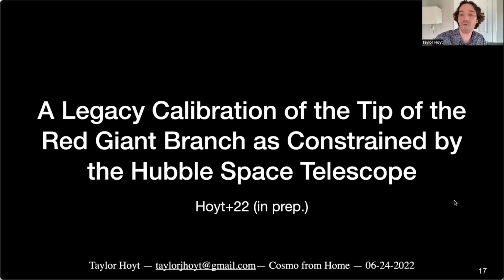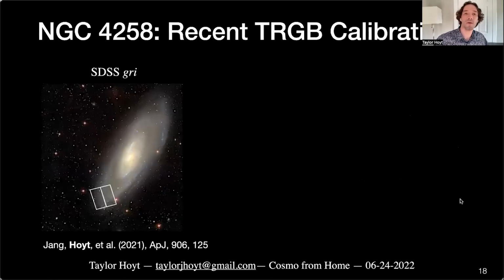So now moving forward, since there doesn't seem to be much more debate over what the TRGB zero point should be, I've begun moving forward to improving our precision and accuracy and just improving our constraint on H0. And this leads me to a new paper that I'm working on using my new Hubble Space Telescope program on a legacy calibration of the tip of the red giant branch as constrained by HST.